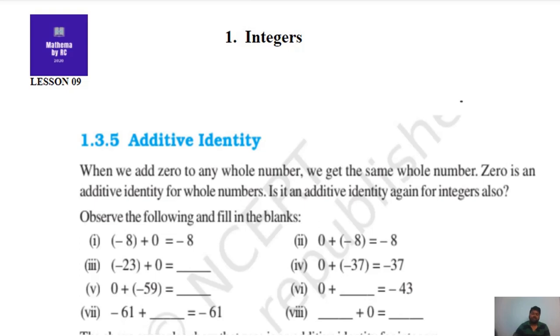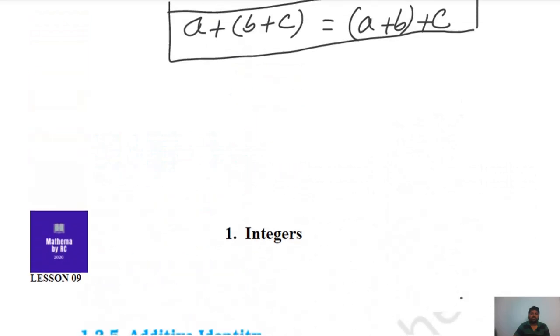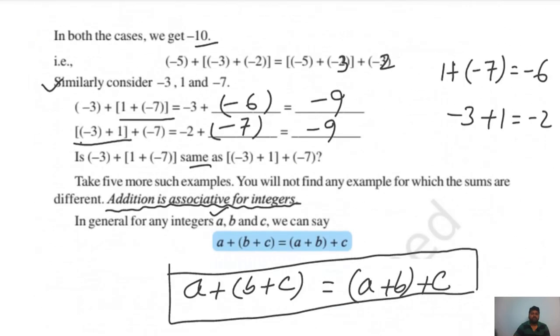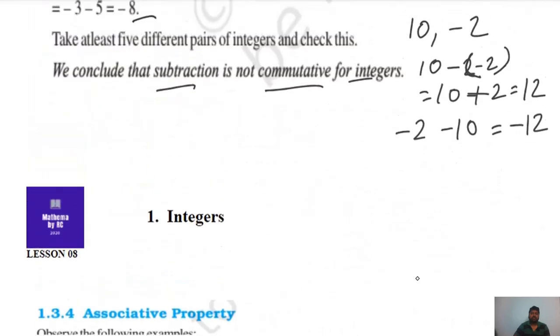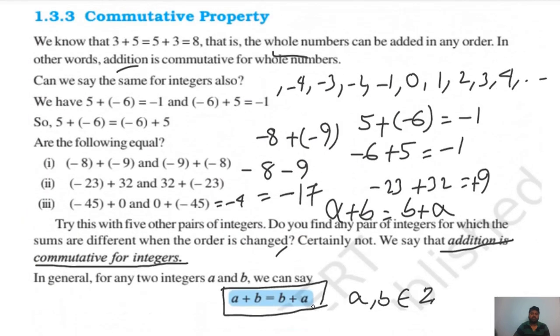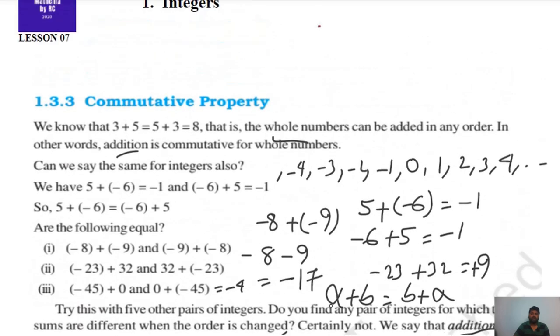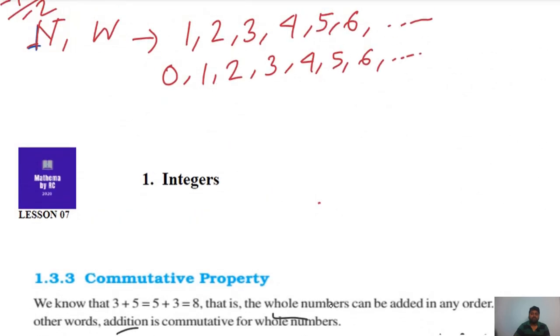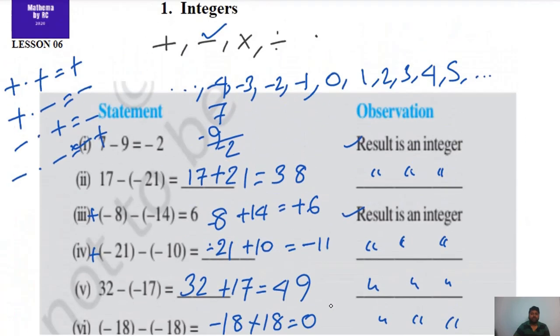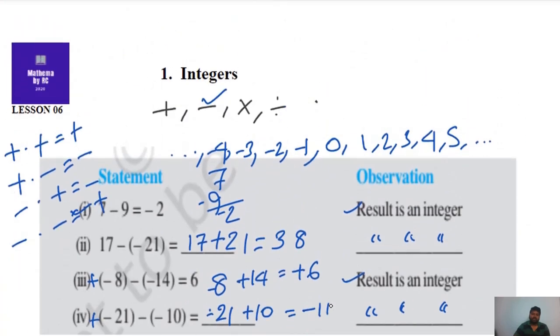In the previous class of integers, we discussed the associative property, that means a plus b plus c equals a plus b plus c, and also the commutative property, a plus b equals b plus a. That means the commutative property of addition and the closure property of addition and subtraction.